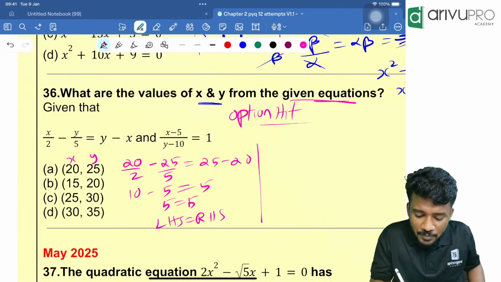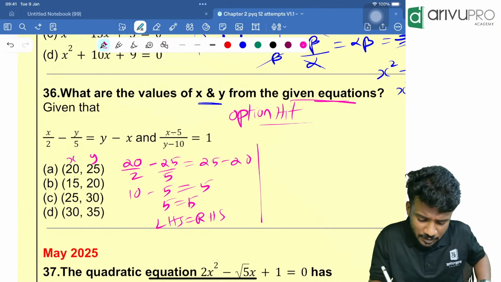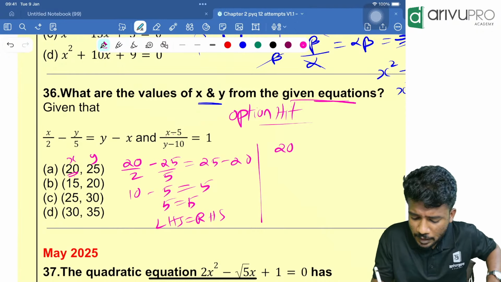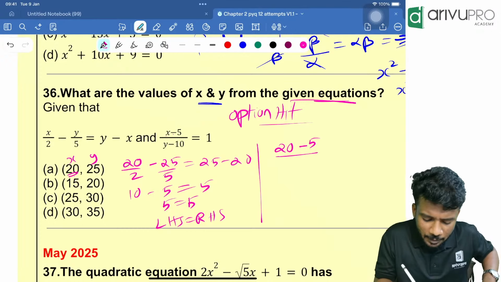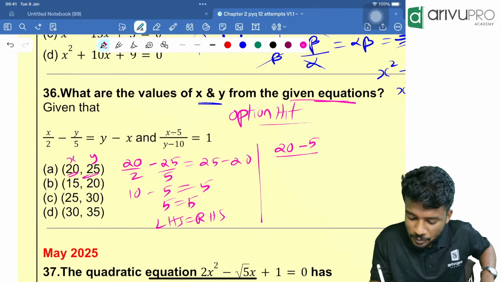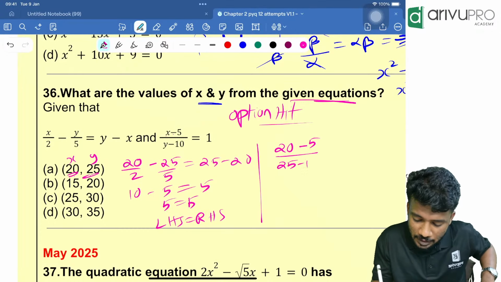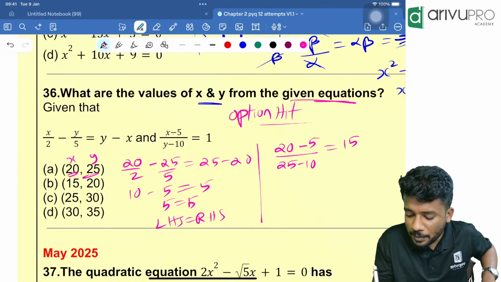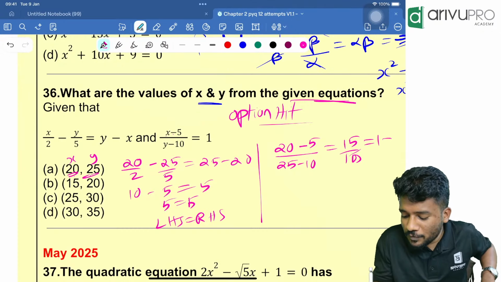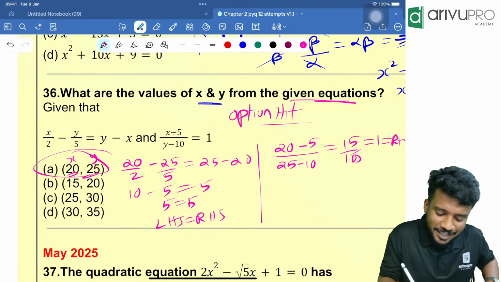Next question now. x minus 10, x minus 5 is how much? Instead of x, we will put 20. 20 minus 5 divided by 25 minus 10. 25 minus 10 is equal to what? 15 by 15, which is equal to 1, which is equal to RHS. So option A is your answer.